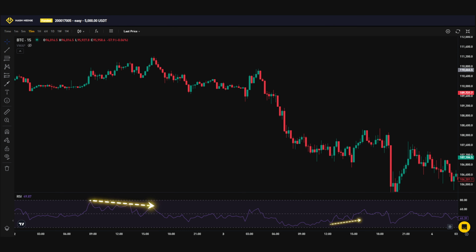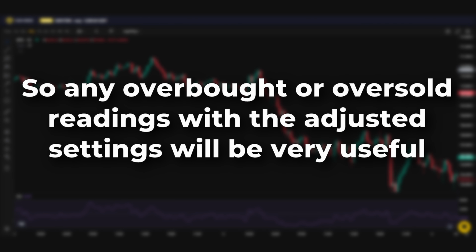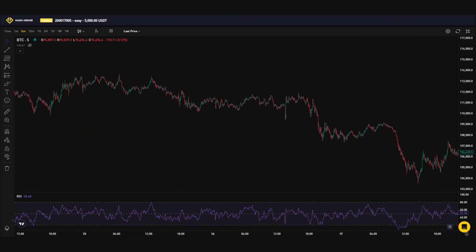Additionally, RSI itself can serve as extra confirmation, specifically how it behaves relative to price. RSI was created to determine market strength, as suggested by its name Relative Strength Index. So any overbought or oversold readings with the adjusted settings will be very useful. Now let's go to the chart. As you may have guessed, we'll be using divergence and convergence between the indicator and price.